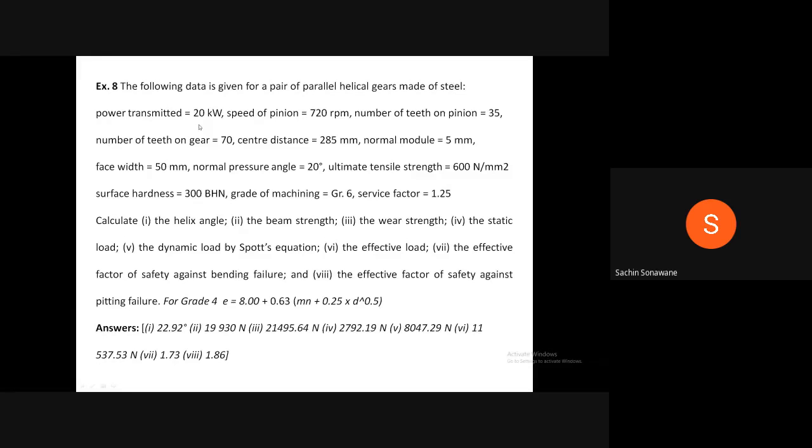Power transmitted is equal to 20 kilowatt. Speed of pinion 720 rpm. Number of teeth on pinion is equal to 35. Number of teeth on gear is equal to 70. Center distance is equal to 285. Normal module is equal to 5 mm. Face width is equal to 50 mm.